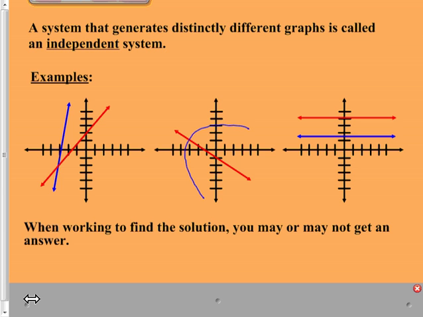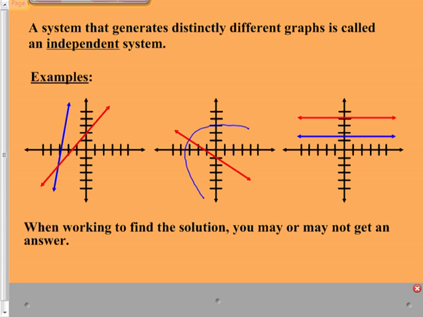Now, when you're working on an independent system, the term independent does not have anything to do with the number of solutions that you end up with. It is simply whether they graph distinctly different graphs. So when you're working to find a solution for an independent system, you may or may not get an answer.